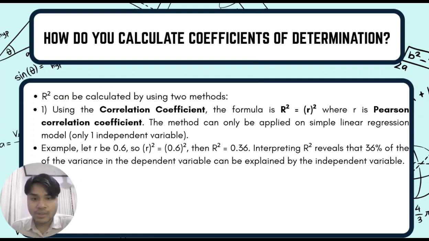So for example, we can use this formula where r is given as 0.6. So lowercase r square is equal to 0.6 square. Then we will get capital R square equals 0.36. So when we interpret the result, we find that 36% of the variance in the dependent variable outcome can be explained by the independent variable.